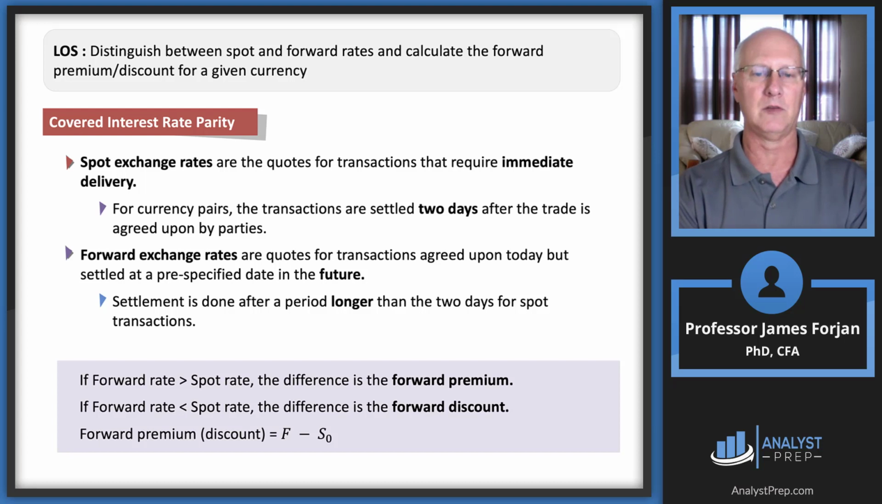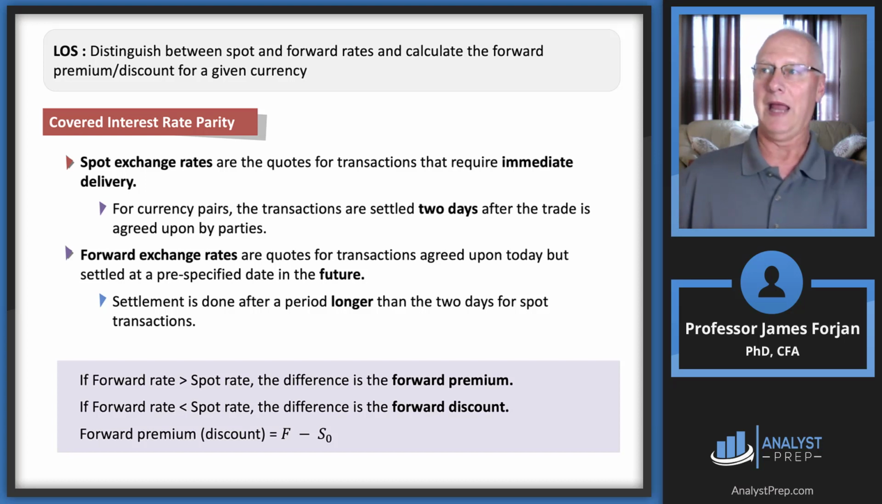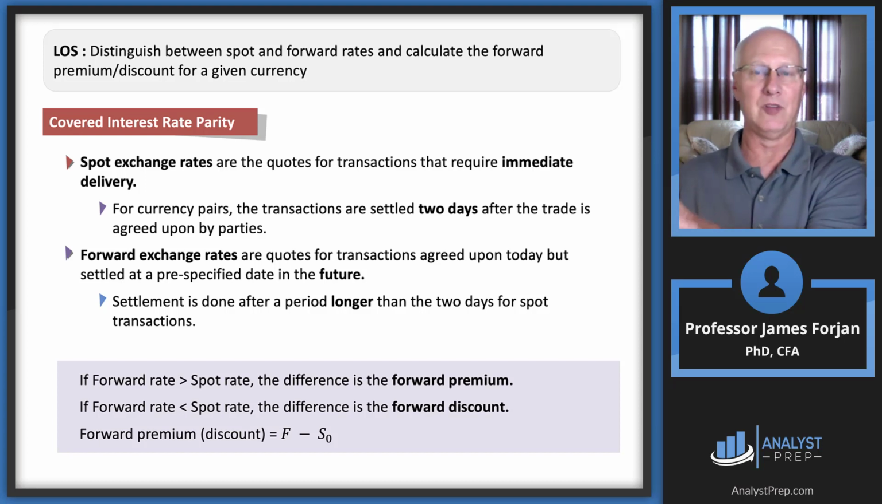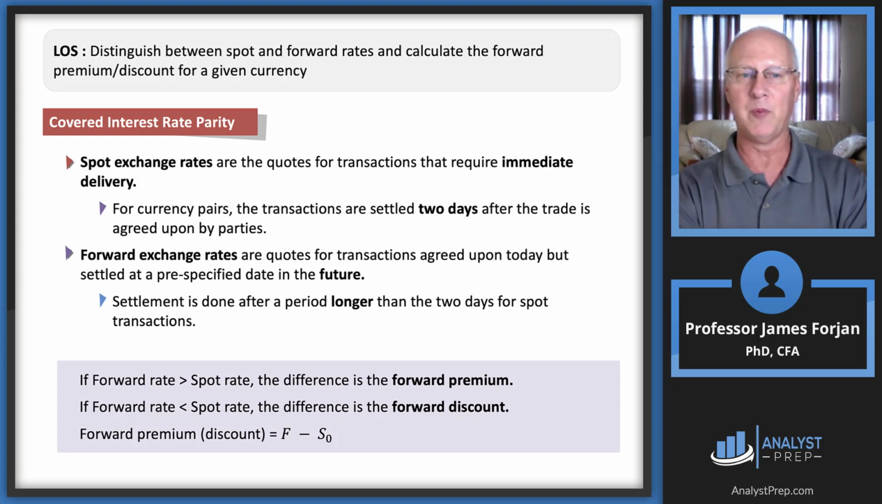Look at the shaded area at the bottom. So if the forward rate is greater than the spot rate, then that difference is known as a forward premium. And then, of course, if the opposite holds true, it's known as a discount. And so really what happens in that forward market is a function of, are you ready for this? A function of what's happening with imports and exports.